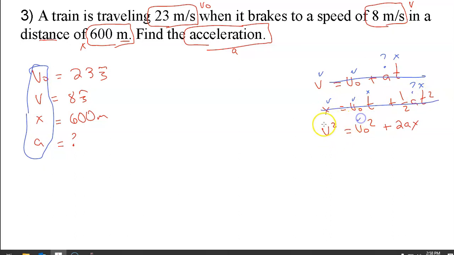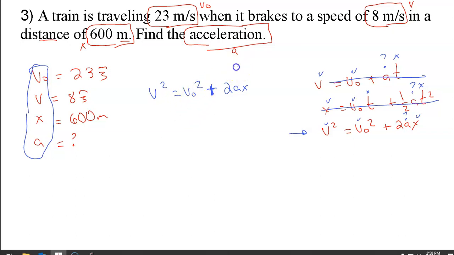Let's see what we got. I got V naught, I got V. I got X. Only thing left is A. See how there's only 1 unknown there? That's our buddy. So we pull that one out over here, and I go V squared equals V naught squared plus 2AX. Just get in the habit of writing these things down. Paper's cheap. It helps you solve the problem. And it helps everybody, including me, see what you've done. And it helps you find your mistakes better, too.